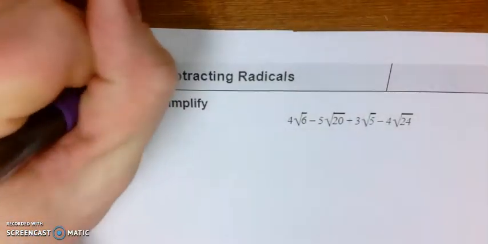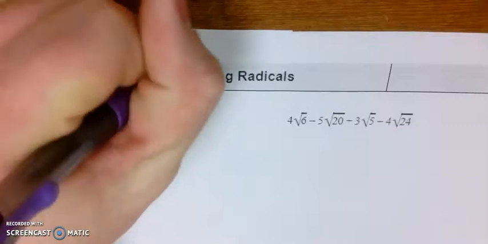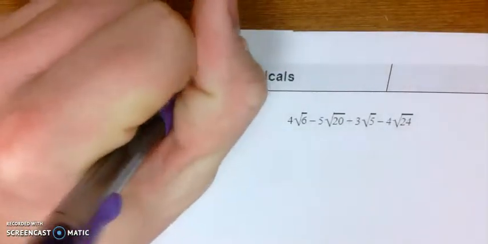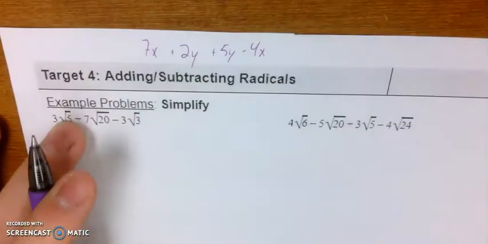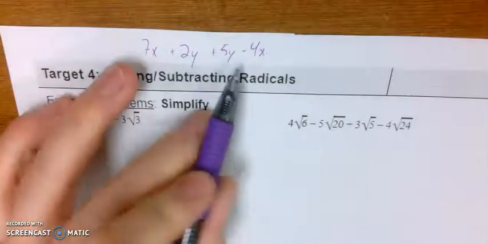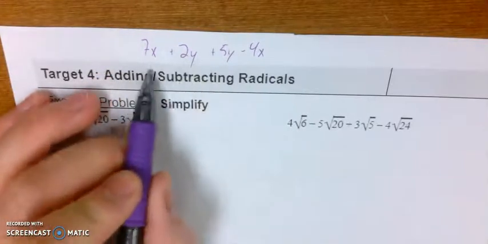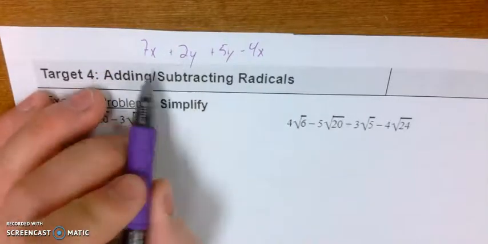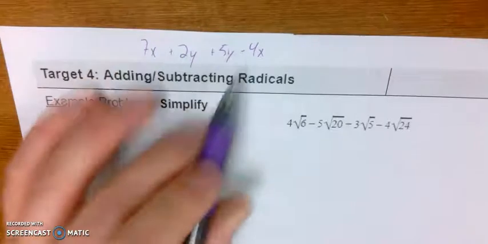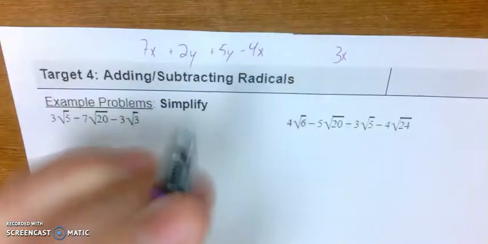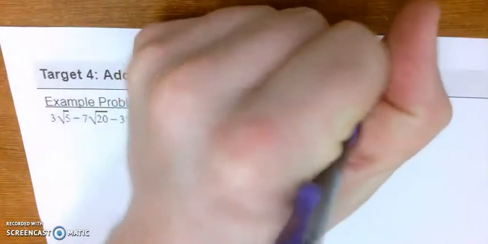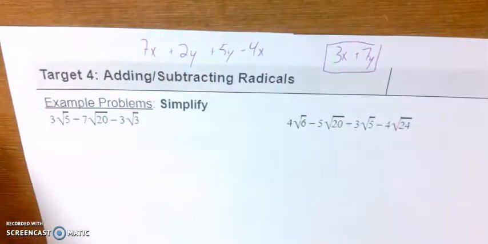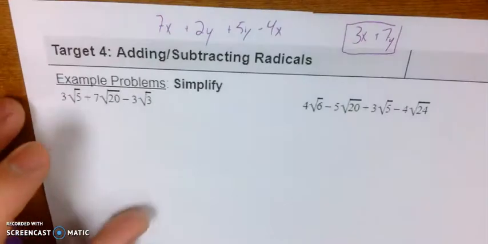So just as a little recap, if I had something that looked like this, 7x plus 2y plus 5y minus 4x, just making that up, the x's can combine with other x's, however they cannot add or subtract with the y's. So this would simplify out to 7x minus 4x is 3x, and I'd have a 2y and a 5y. That would give me a 7y. So really all I did right there was just combine like terms.